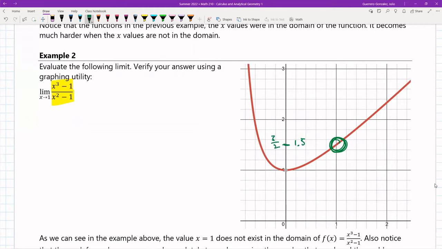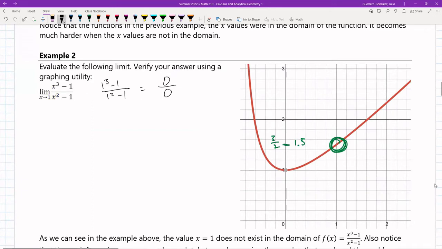Now, if we go ahead and plug in, 1 cubed minus 1 over 1 squared minus 1, so it's going to be 1 over 0. Oh, sorry, 0 over 0. This is not getting us what the graph is telling us. This is because if we plugged in x equals 1, that's going to get us a divide by 0. So that means we have to do something else here.